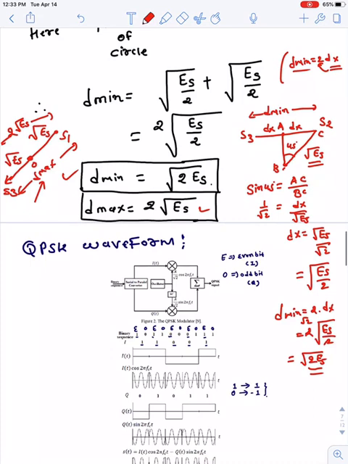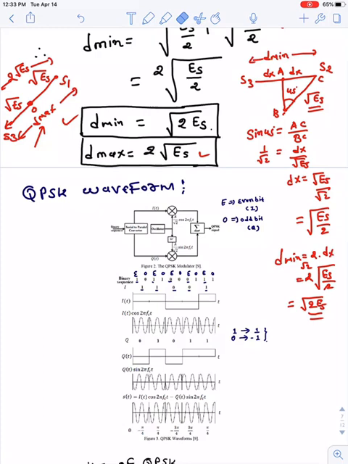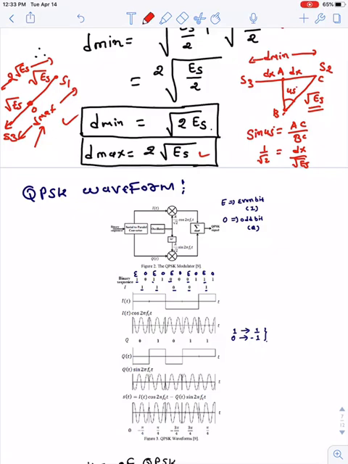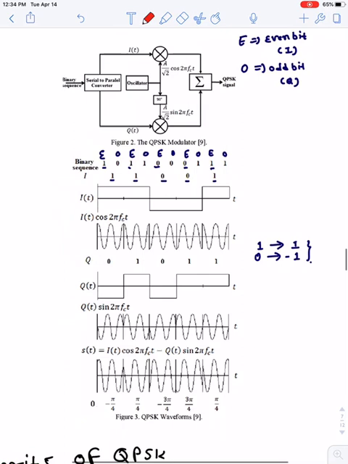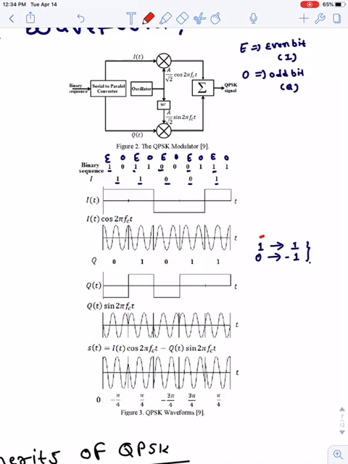Okay, now we come to the waveform. The waveform we are interested in learning about is the QPSK waveform. The QPSK modulator has been shown, and we will discuss the QPSK modulator later, but first we want to learn about the waveform. What we are basically doing here is treating every bit 1 as a 1 and every bit 0 as a -1.